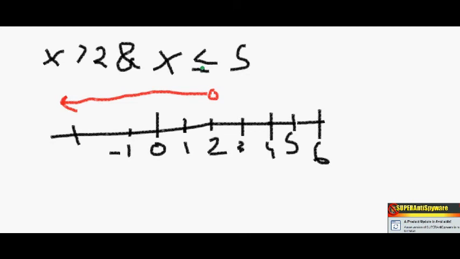And then the next one says x is less than or equal to 5. So that's a closed-in circle. x is anything that is less than or equal to 5. And you see where it intersects, which is here to there. Now hopefully that makes sense.